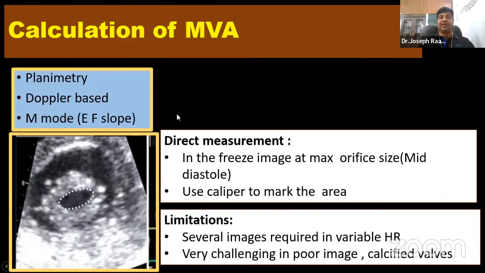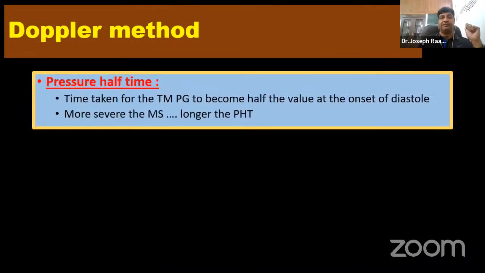So based on that, you can assess your valve area. This is called the planimetry method. Sometimes it's very difficult to get this image, or you will not be able to trace the opening properly because you need to get multiple images. Or if the valves are calcified, you will not be able to get this nice image. So as a result, what happens? You need to use a different method.